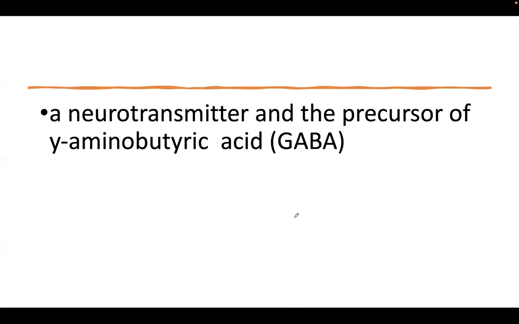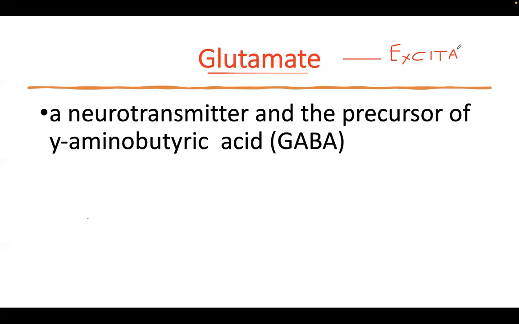Now, question, what is the neurotransmitter which is a precursor of gamma aminobutyric acid, or GABA? What is the neurotransmitter which is a precursor of gamma aminobutyric acid? Okay, very good. It is glutamate. Now, question, is glutamate an excitatory or an inhibitory neurotransmitter? Okay, very good. It is an excitatory neurotransmitter. So glutamate is the precursor of GABA.